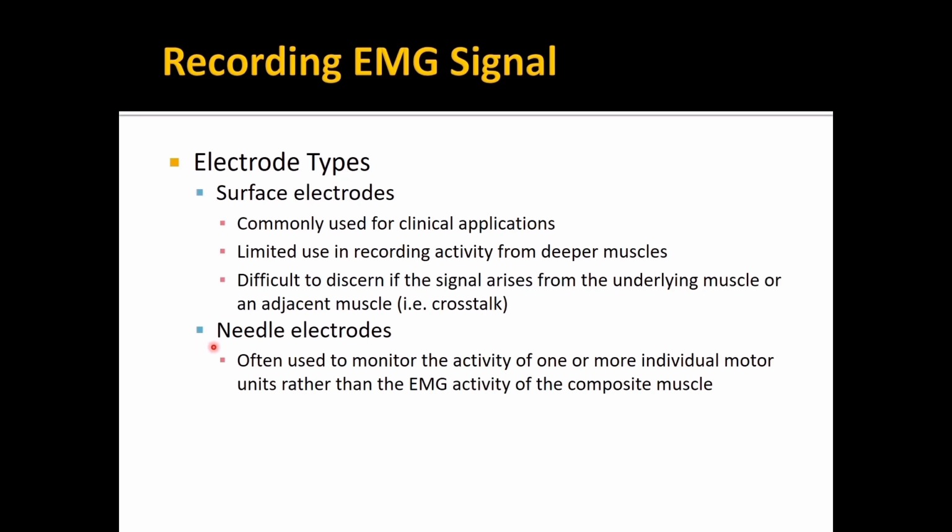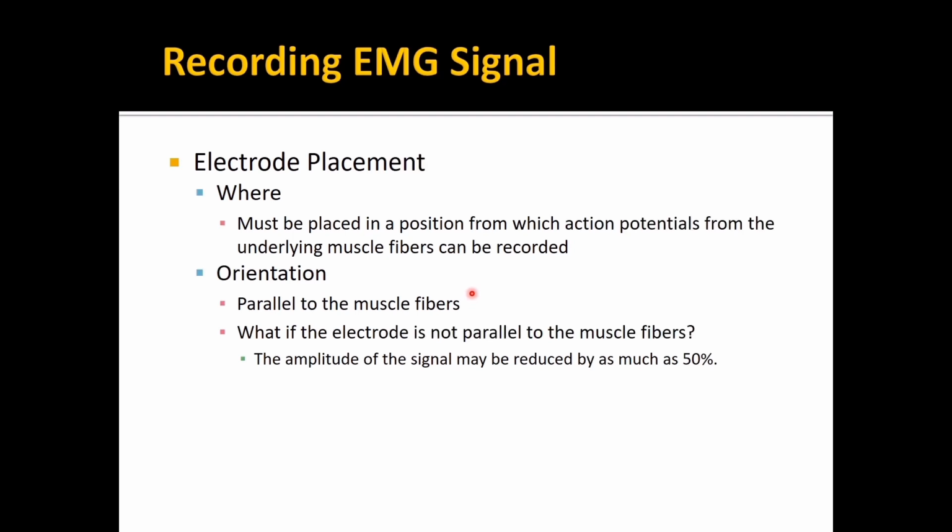That's why needle electrodes are often used to monitor the activity of one or more individual motor units rather than the EMG activity of the composite muscle. So, electrode placement. Correct electrode placement is very important, so the electrode must be placed in a position from which action potentials from the underlying muscle fibers can be recorded. The orientation of the electrode with respect to the muscle fibers is also very important. If the electrode is not placed parallel to the muscle fibers, then the amplitude of the signal may be reduced by as much as 50%.